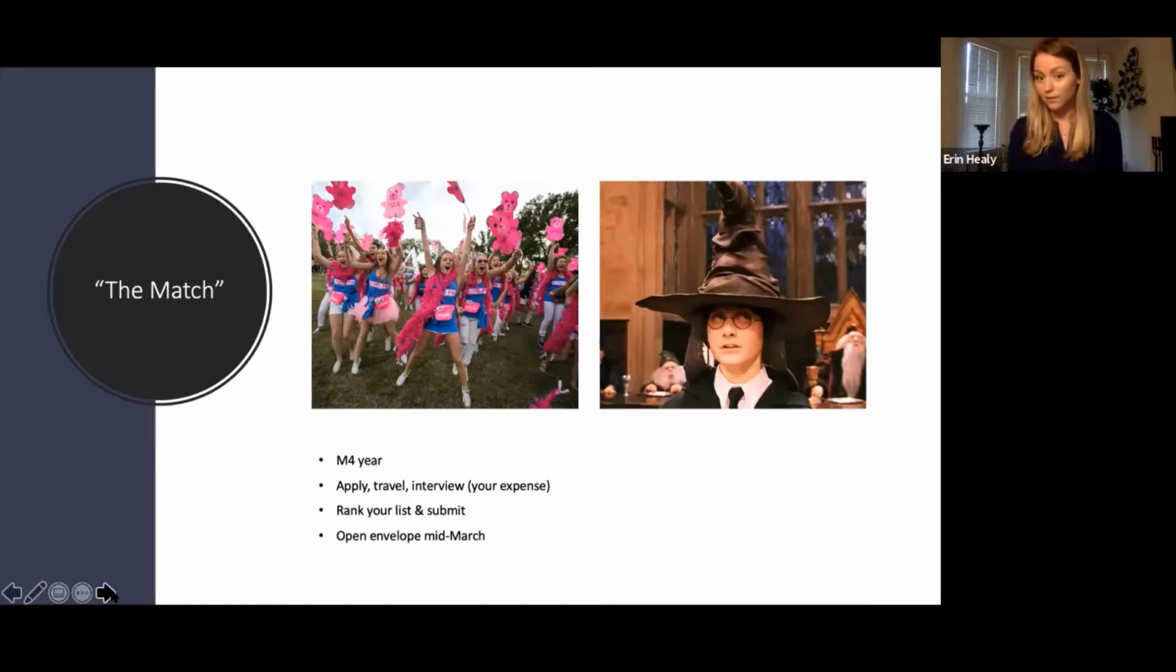And then in mid-March, everybody gets an envelope. Every medical student in the country gets an envelope on the same day, and you all open it at the same time. You open it and you find out where you will be going the next year. And that is a binding contract. Where it says, that is where your contract is. So it's pretty binding, pretty big deal, pretty official.